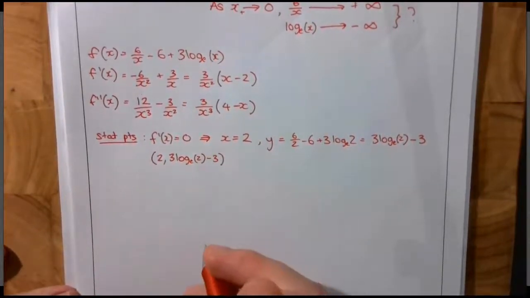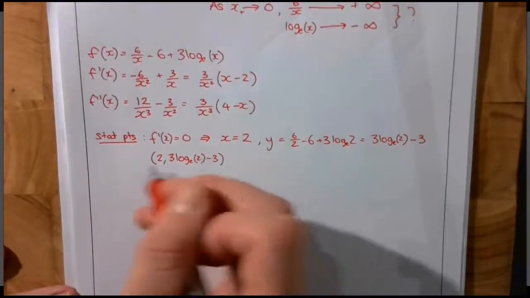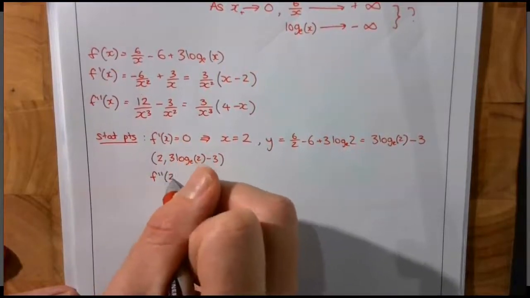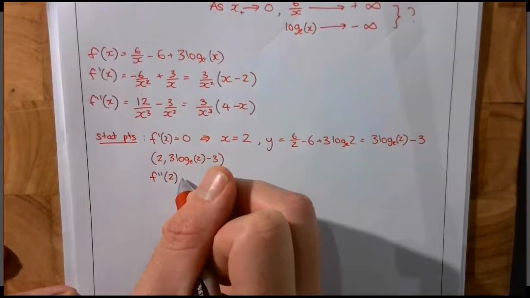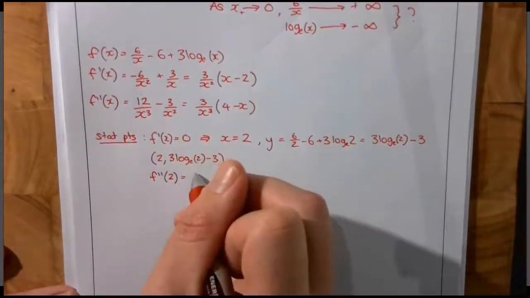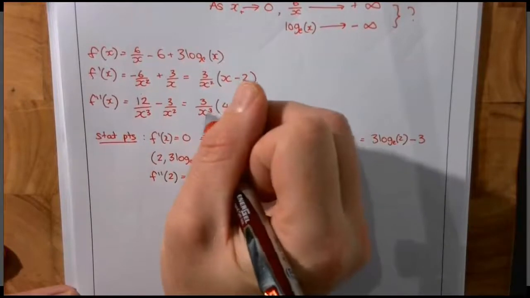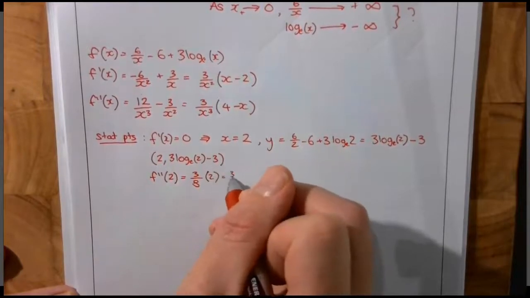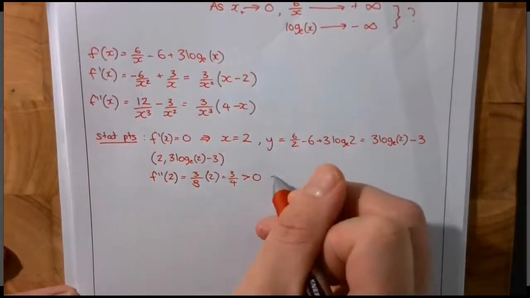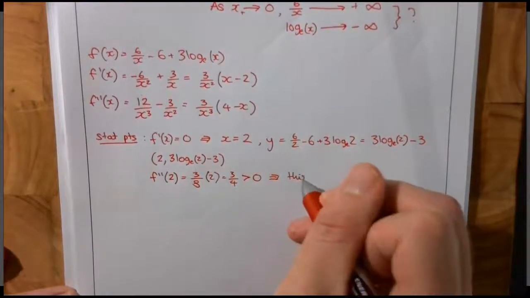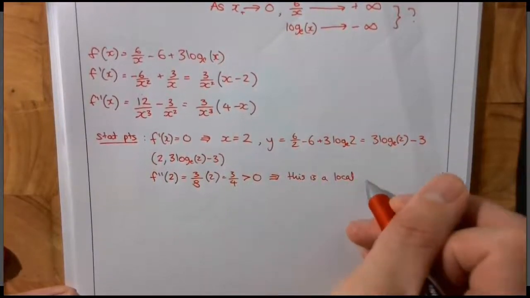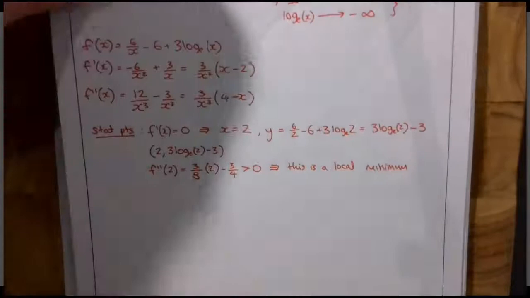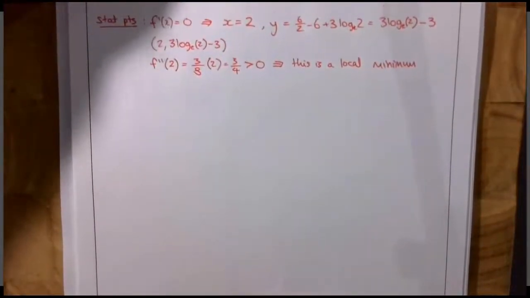And then after we've looked at stationary points, the standard thing that we're going to do is work out what its nature is. So I'm going to look at f double dash at 2, and substituting in here, that's going to give me 3 over 8, 2 cubed is 8, times by 2, so 3/4. Key thing is that that's greater than 0, therefore this is a local minimum. So I've got one stationary point in the domain, I've got its coordinates, and I know it's a local minimum.